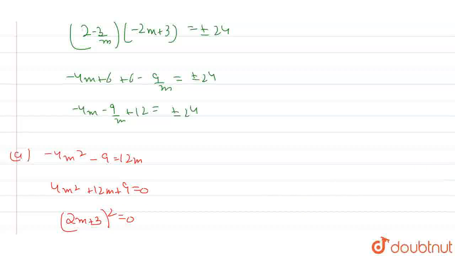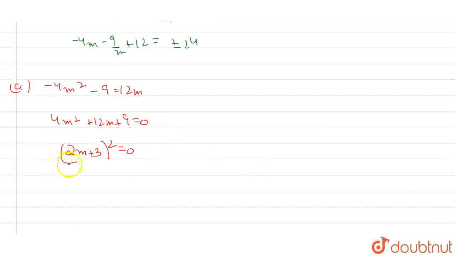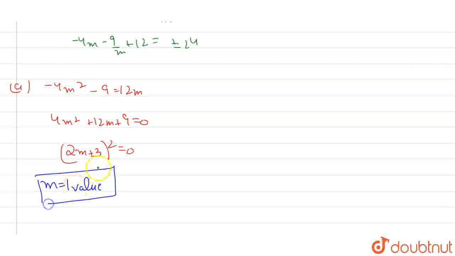So from this equation, how many values of m can be found out? We can find the value of m as one value. One value can be found out using this equation.